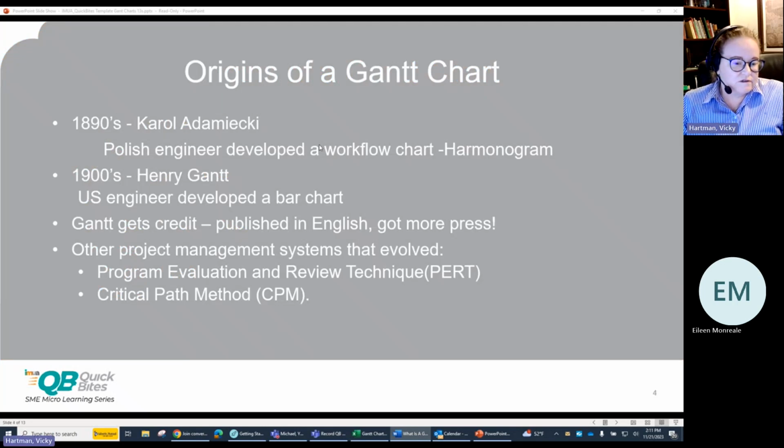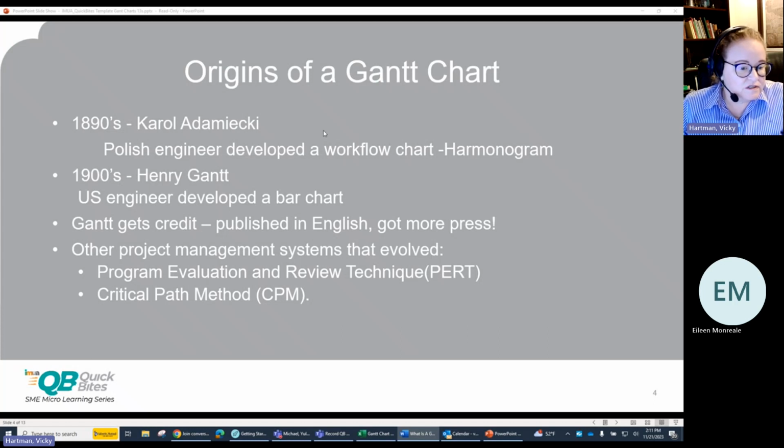So who invented the Gantt chart? Ironically, probably not the person it's named after. In the 1890s, a Polish metallurgical engineer named Karol Adamecki developed a workflow management process using a chart he named a harmonogram while in charge of a steel rolling mill in Poland. His system was used to improve plant efficiency.